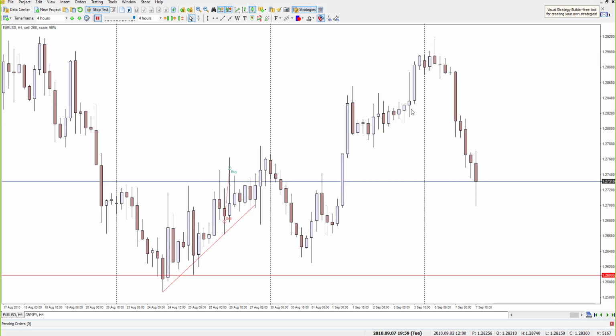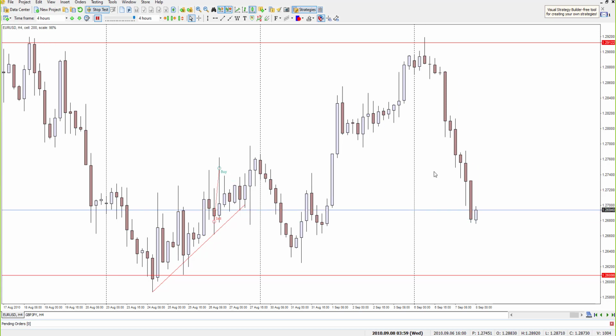There's a kangaroo tail there. There was one right here, but remember, the open and close were not inside the previous candle's range. In this one, not only was it on a zone up here where we had resistance, but the open and the close were inside the previous candle's range. So that would have been a good one. It broke on the very next candle.